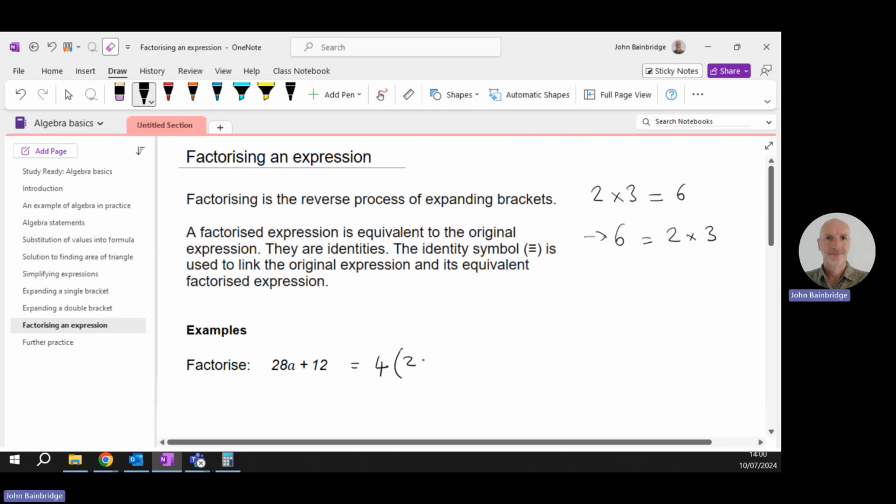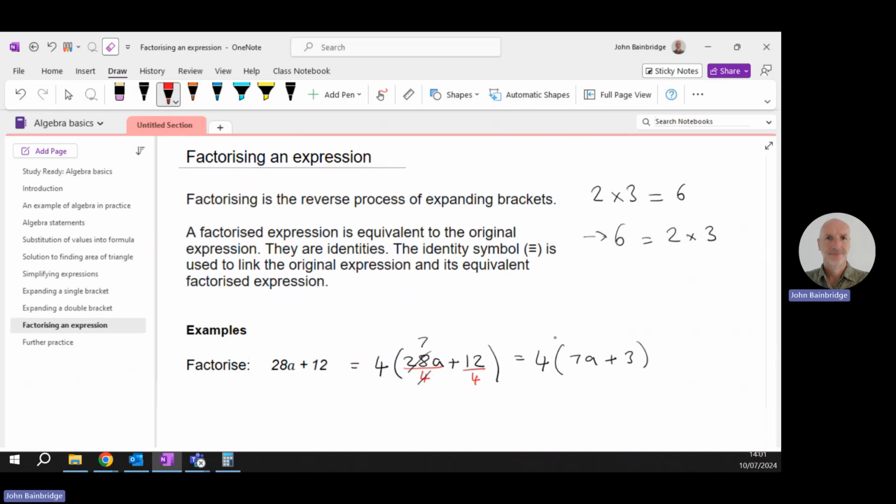And inside the brackets, first of all, write exactly what you had before, 28a plus 12, and then divide each of the terms in the bracket by the thing that you've taken out. We've taken out 4, so we divide them by 4. We cancel this down: 4 into 28 goes 7, so we've got 7a, and 4 into 12 goes 3, so we've got 4 times the bracket 7a plus 3. And in your mind, you might want to check that you've done the right thing. Just think, if I was multiplying the other way, I'd do 4 times 7a, which is my 28a.